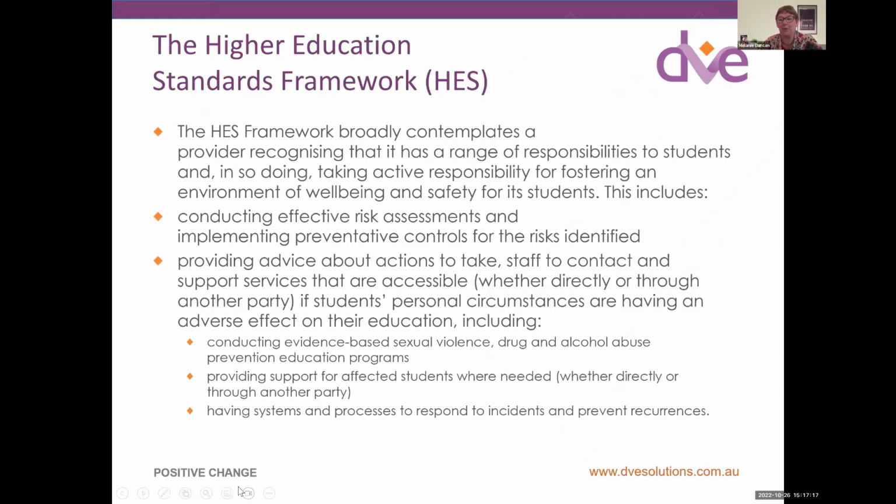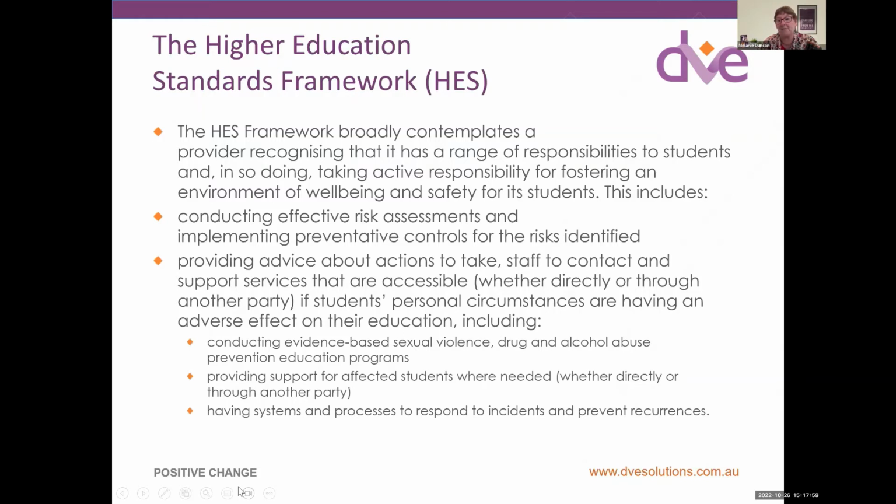You know, the students need to know if their personal circumstances are having an adverse effect on their education. I'm sure everyone who's linked in today is trying to actively and appropriately respond to students who are having difficulties, and certainly to get some strategies today on how to do that. It very much calls out your sexual violence, drug and alcohol abuse prevention programs. So particularly if you have a younger cohort of students, this would be very much part of what you're trying to achieve in preventative education. Providing support for affected students where needed.